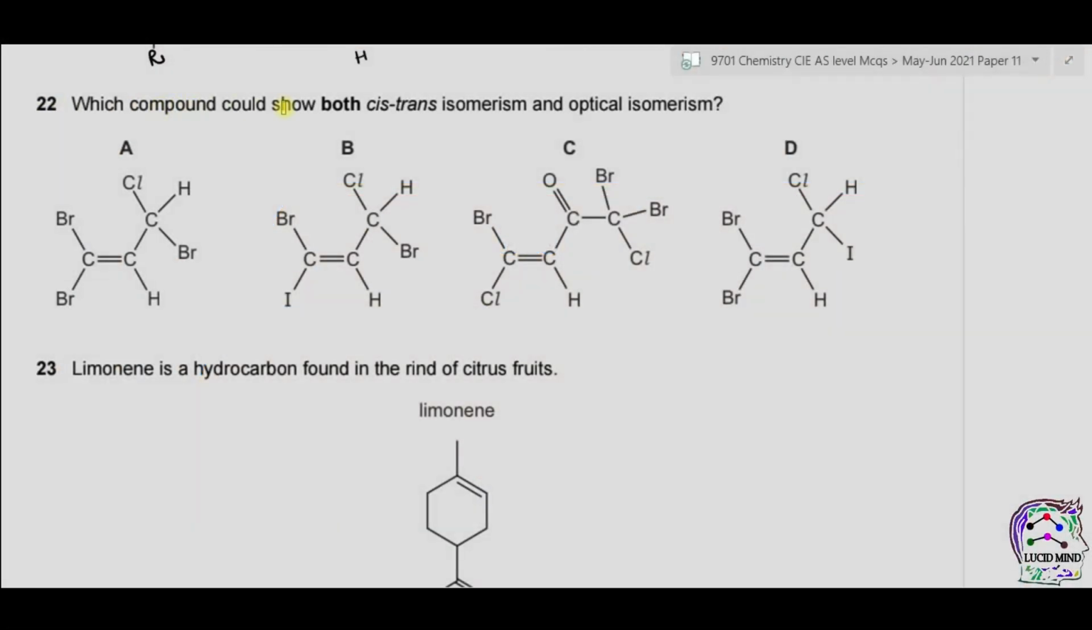Question 22. Which compound could show both Cis-Trans isomerism and optical isomerism? For Cis-Trans, 2 conditions must be fulfilled. One is that there must be a double bond present between carbon atoms, and second is that each double bonded carbon must be attached with 2 different groups or elements. If the same elements or groups are attached on one carbon atom, then it will not show Cis-Trans isomerism.